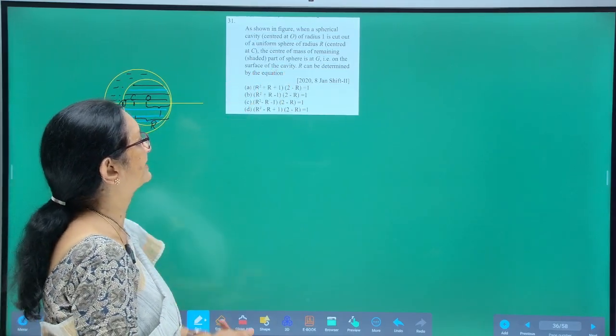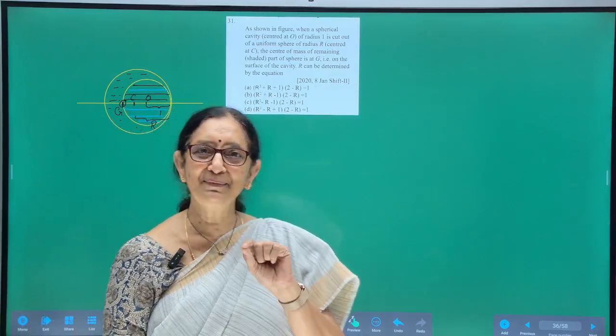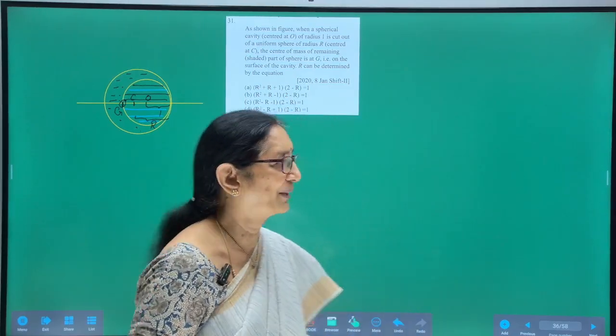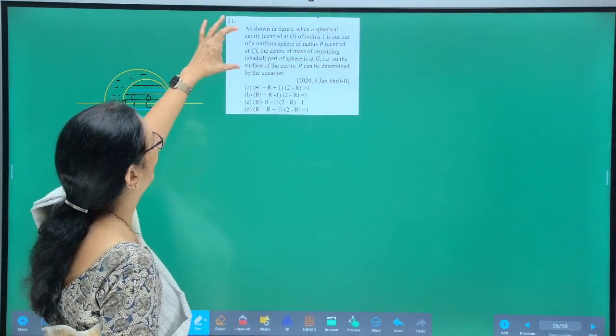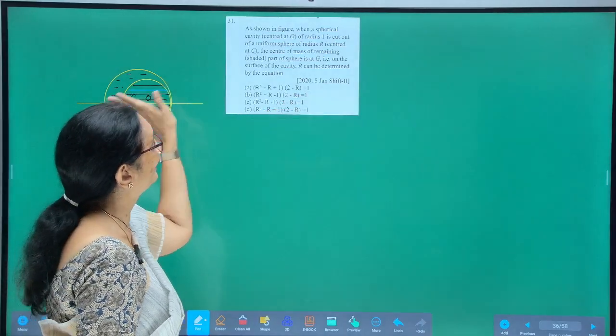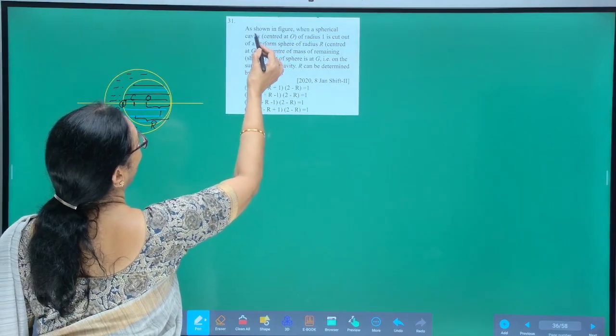On the surface of the cavity, R can be determined. That problem is simple, but you have to understand what they have given in the problem. So learn how to draw the diagram. Actually, the diagram is given in the question, but even if it is not given, you can draw the diagram like this.